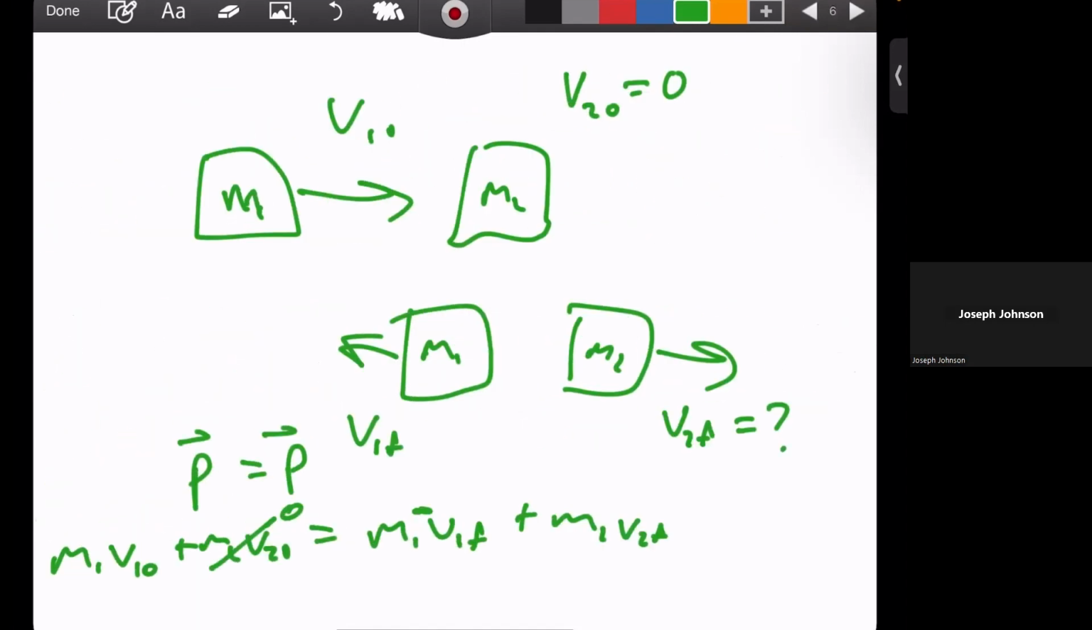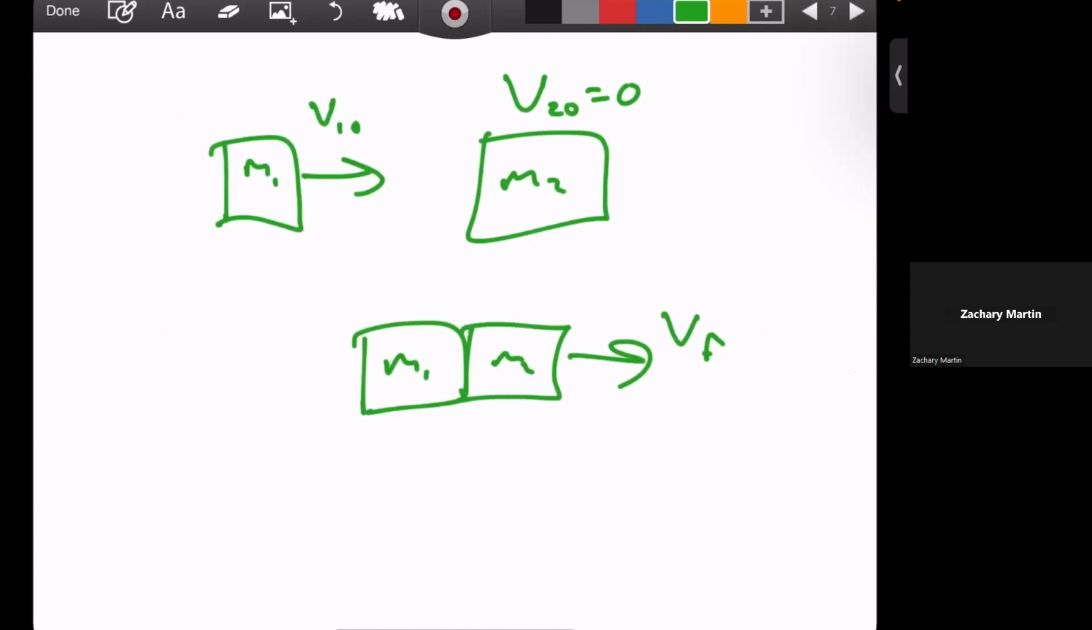You don't even need a different equation, but in this case, that final velocity for V1 is the same as the final velocity for V2, right? Yes. Because they're moving together. So I'm going to write it both ways and you're going to see that it's actually the same. M1 V1 initial plus M2 V2 initial, which is 0, equals M1 V1 final plus M2 V2 final.